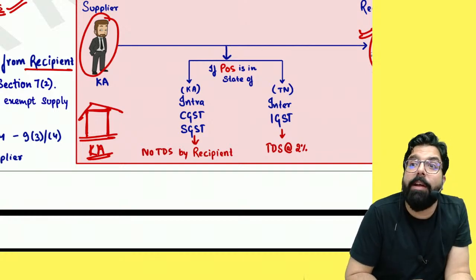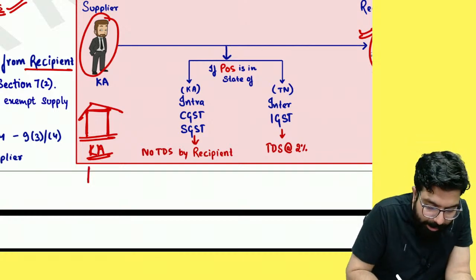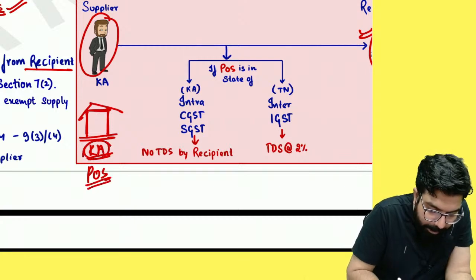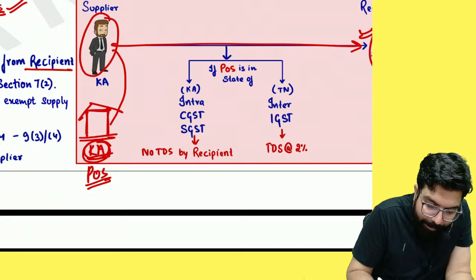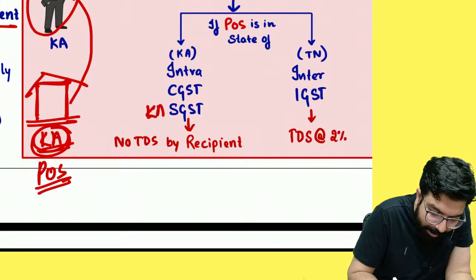The building is located in Karnataka. I did the repair in Karnataka. What is the place of supply? Karnataka. What will I charge? I will give them a bill. I will charge CGST and Karnataka SGST.